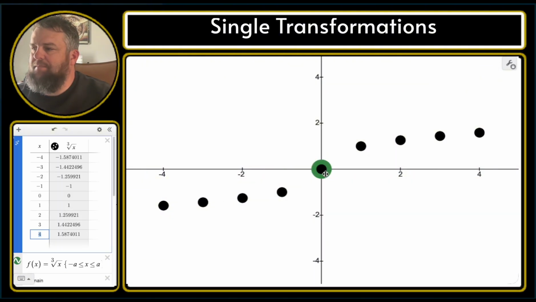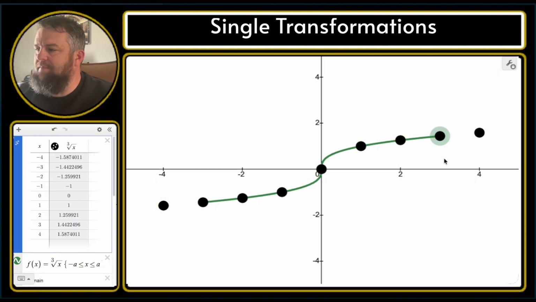If I drag the point, you can see that it's symmetrical and it is rotated as well. So as I keep going, I'll just stop right about there. And you'll see that it should be able to continue on forever. So that is the cube root parent function.